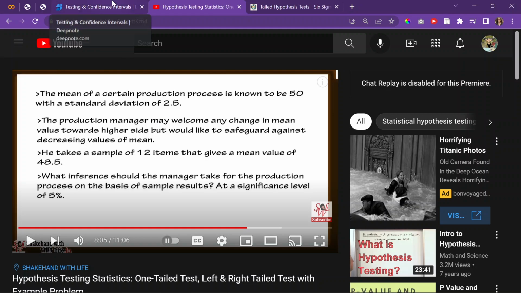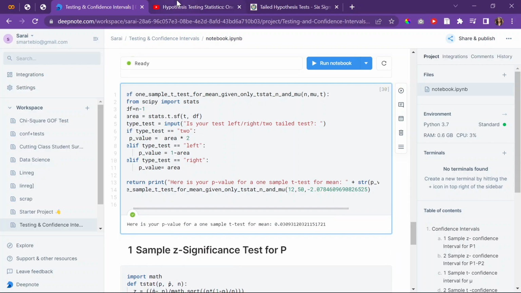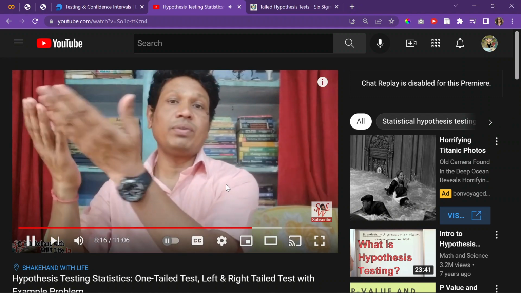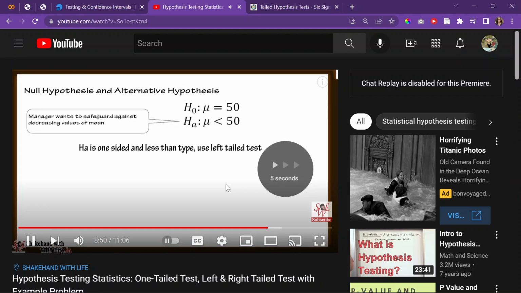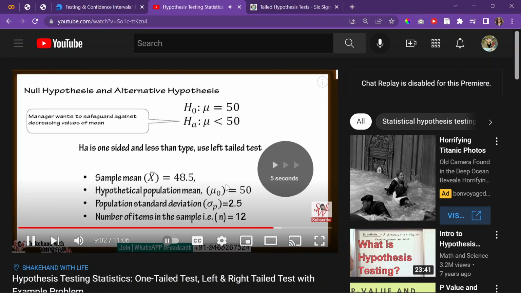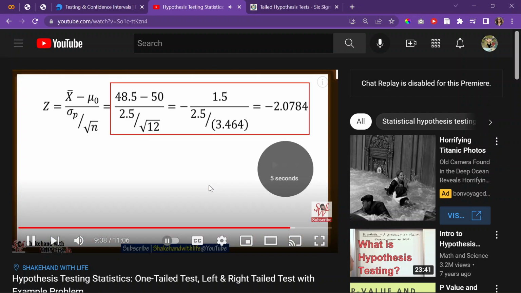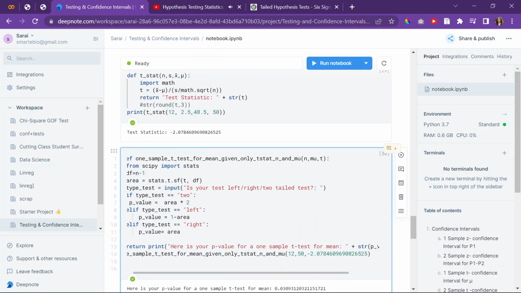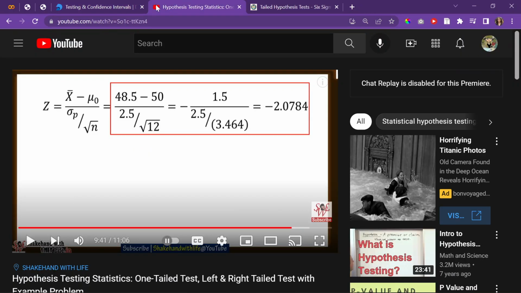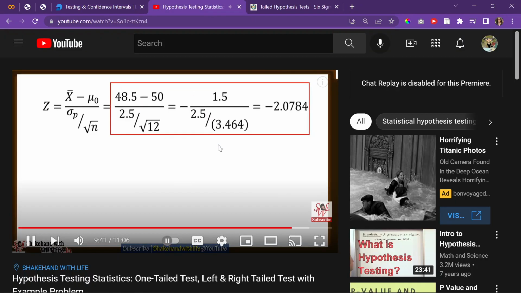Okay, so we don't want anything less than that, so this is a left-tailed test. Did I get it? 2.078. Negative 2.078. Yeah, I got it. Okay, that's a good test statistic. And then what? What's the p-value?